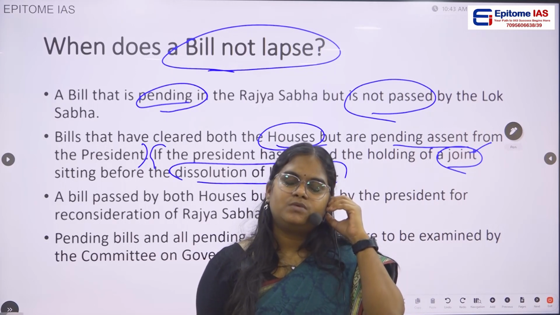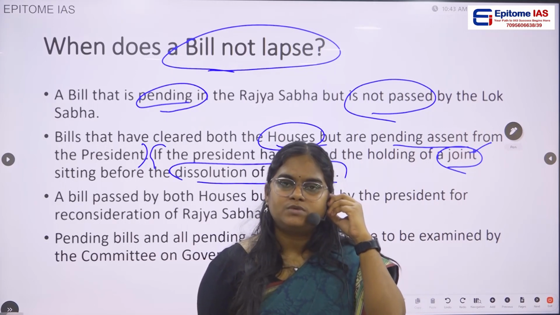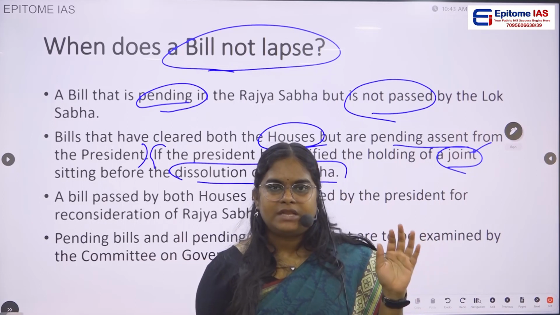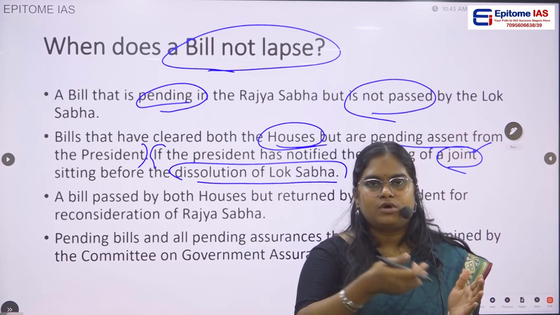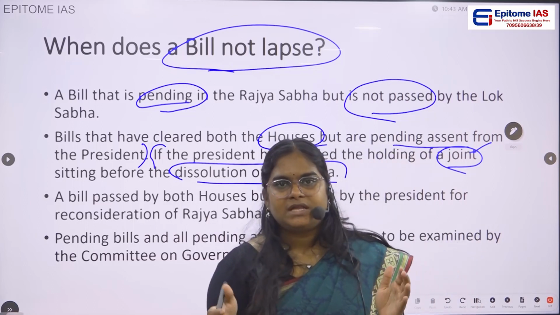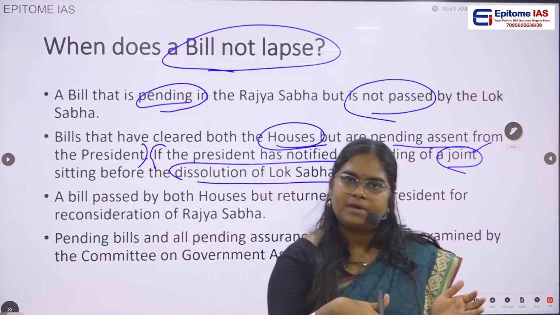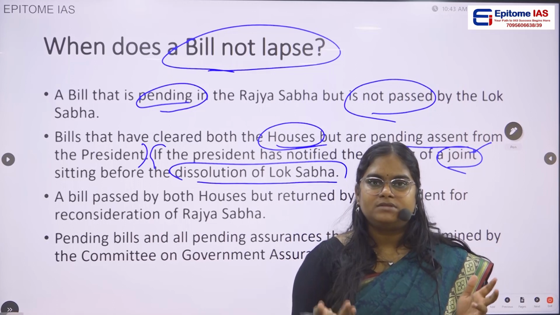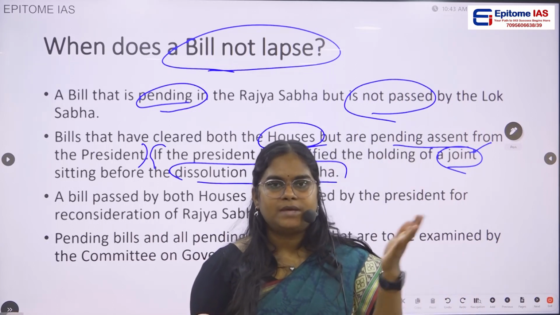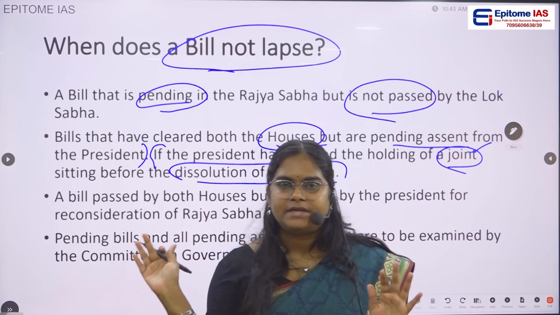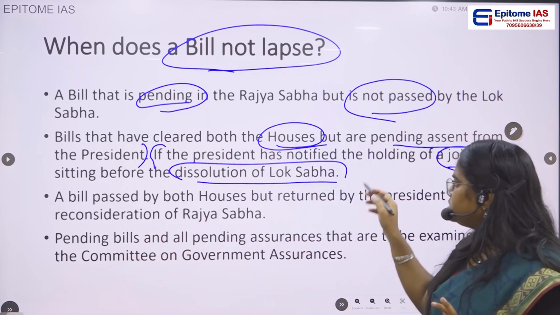In that case, the president calls both the houses for a joint sitting. Let's say before the dissolution of this Lok Sabha, the president called for a joint sitting and then the dissolution of Lok Sabha happened. Then what will happen? This bill will not lapse. Why? Because the new Lok Sabha will come and it will attend the joint sitting. Okay, so this is also there.